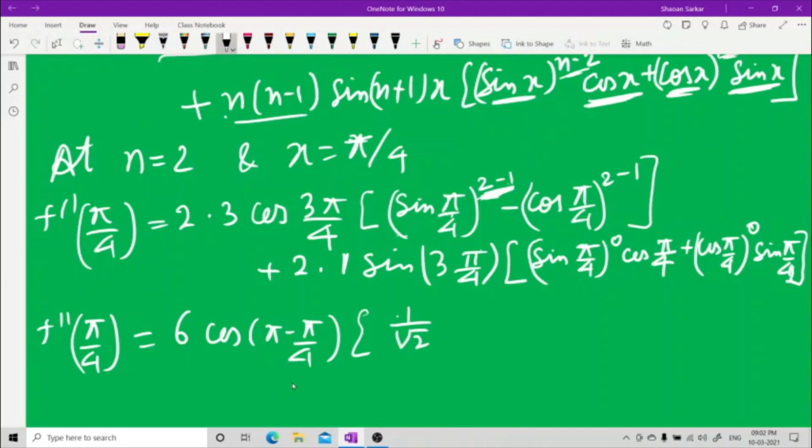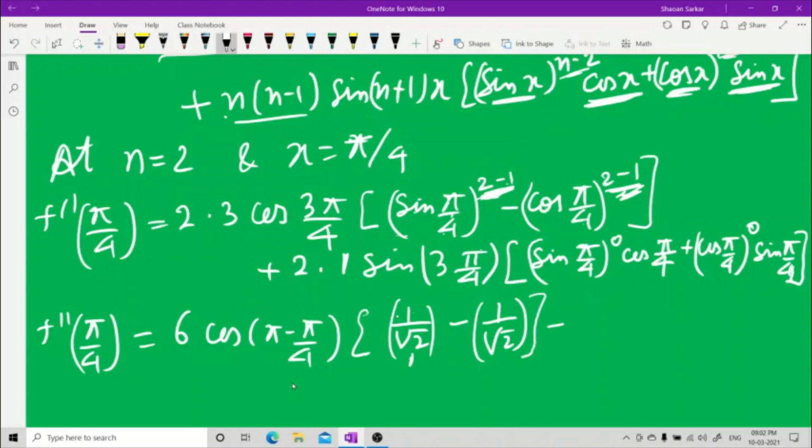Look, 2 minus 1, what will it be? 1, power 1. Sin pi by 4 is 1 by under root 2, minus, 2 minus 1 is 1, power 1, cos pi by 4. Cos pi by 4 is 1 by under root 2. Listen, 2 minus 1 is 1, power is 1, sin pi by 4 is 1 by under root 2. And cos pi by 4, 2 minus 1, that is cos pi by 4 only. Cos pi by 4 is 1 by under root 2.